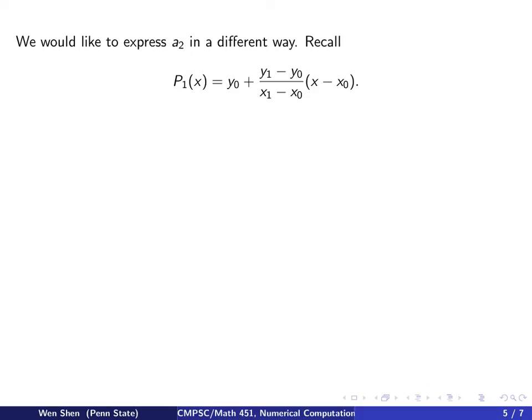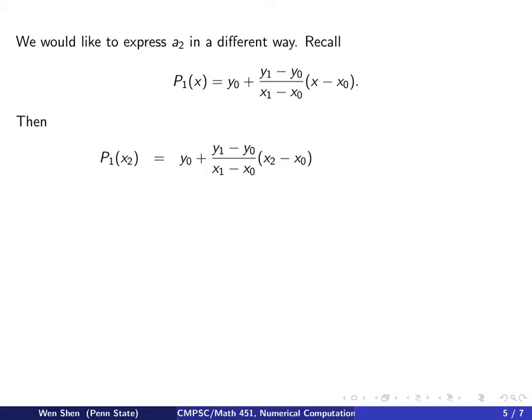Okay, recall the expression for p1. p1 of x equals y0 plus, and this is your a1, times x minus x0. So we need to evaluate p1 at x2 for the computation of a2. Let's first figure out what that equals. So plug it in, change x into x2, and then we have this expression, which is the same as the previous one, by substituting x with x2.